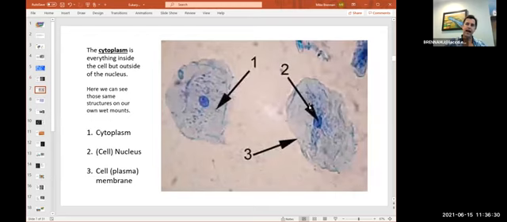Okay, now getting back to what we would see with our cheek cells in class, this particular image you see here, the stain was applied very, very lightly.